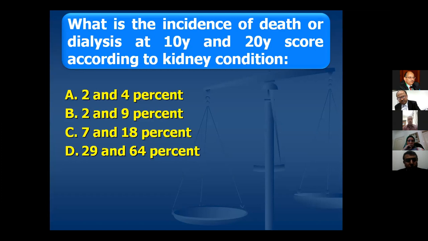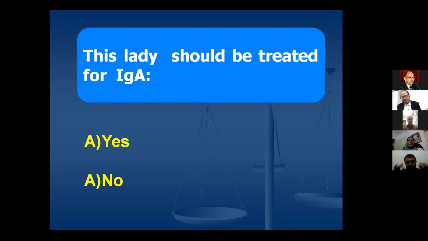Here our score was 1, so the right answer is B, which is that the incidence of mortality and deaths at 10 years will be 2%, and at 20 years 9%. This lady should be treated for IgA nephropathy. Here the answer, yes or no?